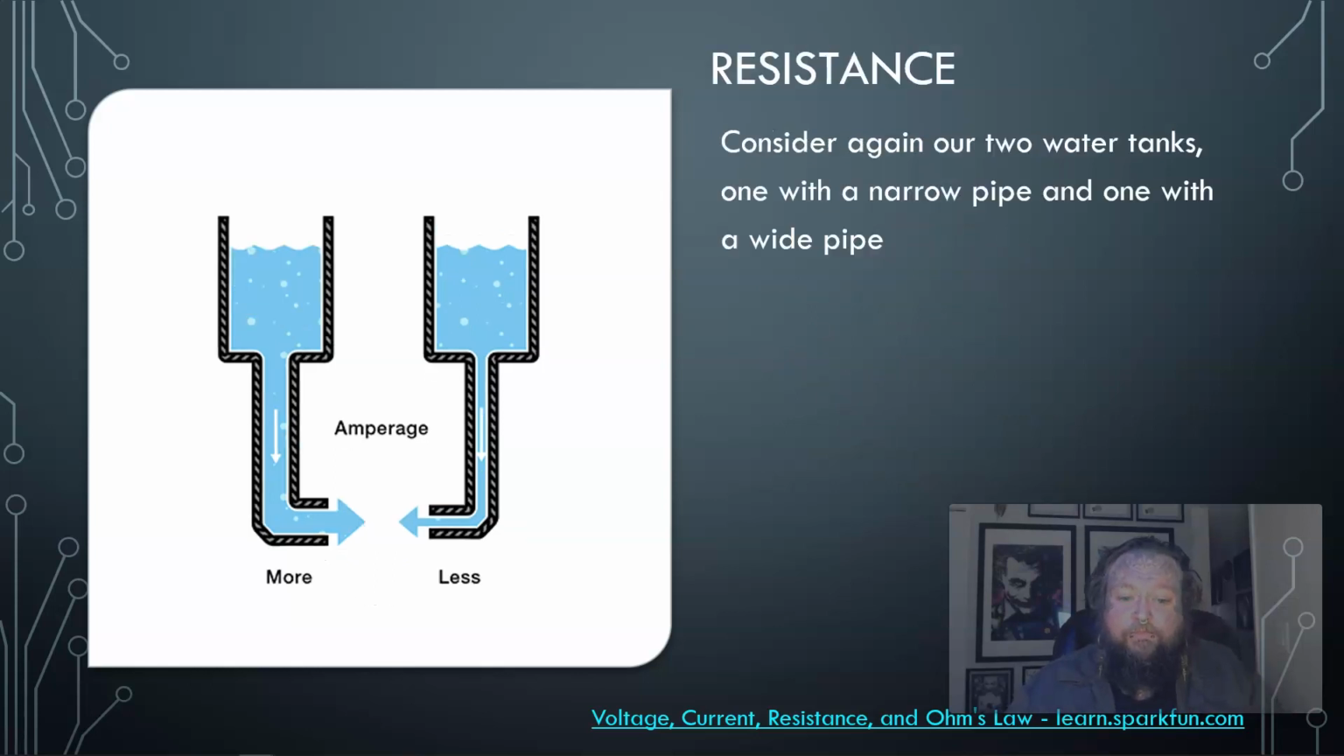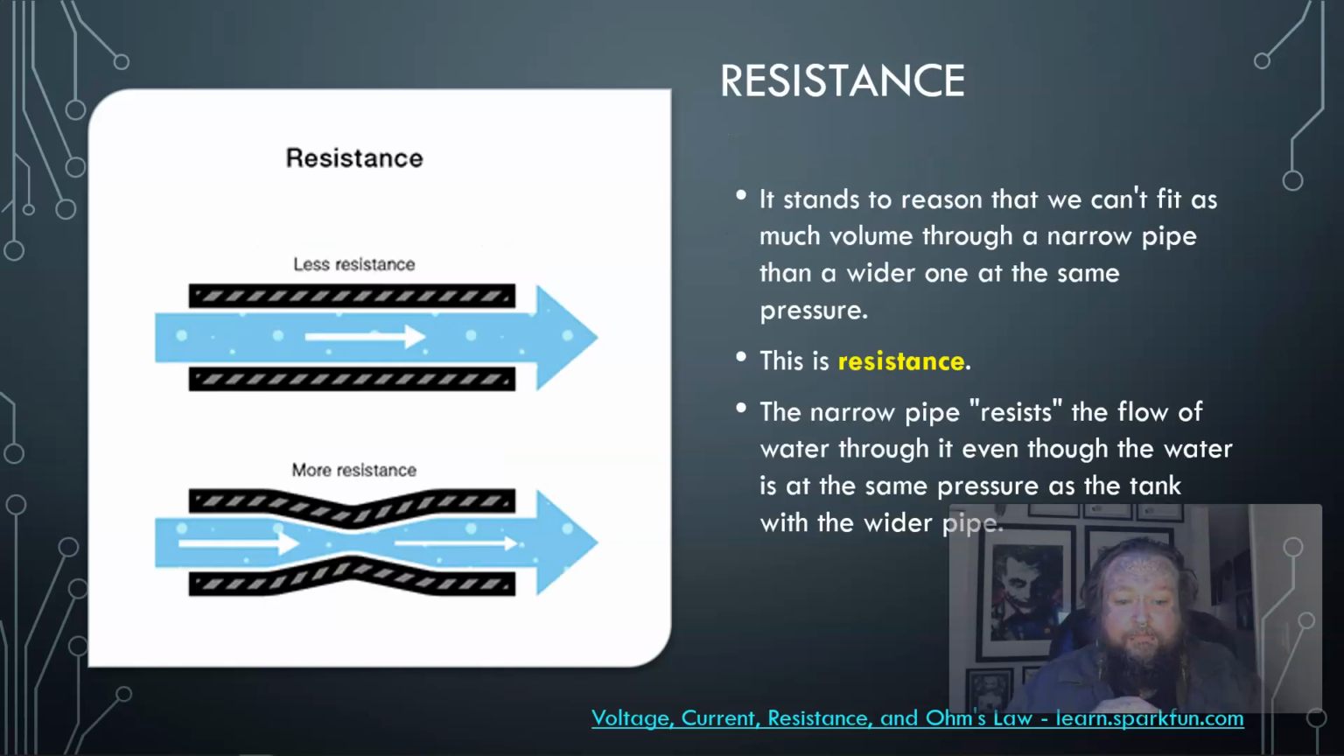So again, considering the analogy of the two water tanks, one with a narrower pipe and one with a wider pipe, it stands to reason that we can't fit as much volume through a narrow pipe as we can through a wider one at the same pressure. This is resistance. The narrow pipe resists the flow of water through it, even though the water is at the same pressure within the actual tanks. So it's like the volume of what you're moving is basically slowed down as part of the analogy. We have to worry about that resistance.